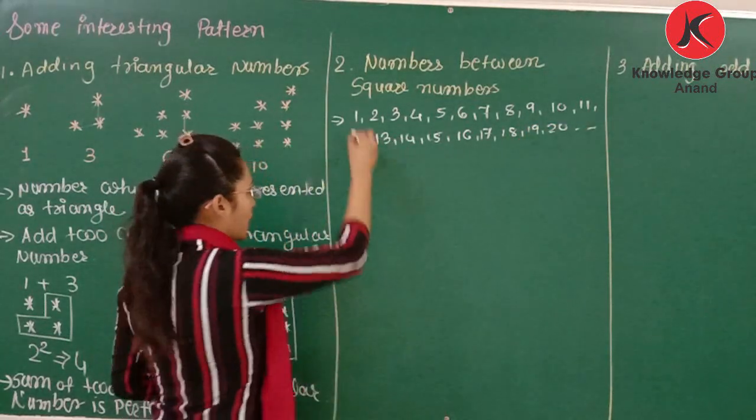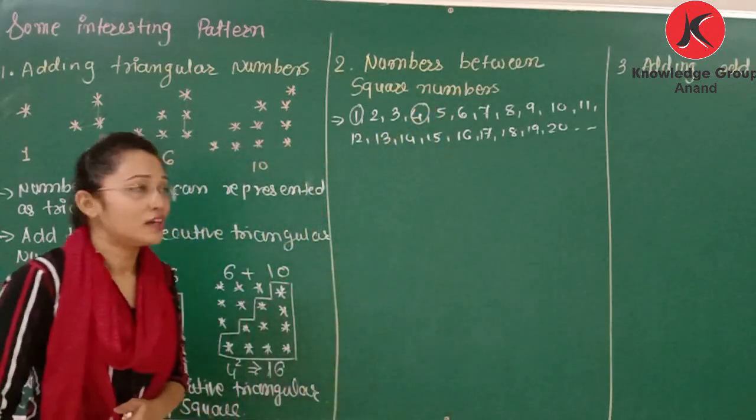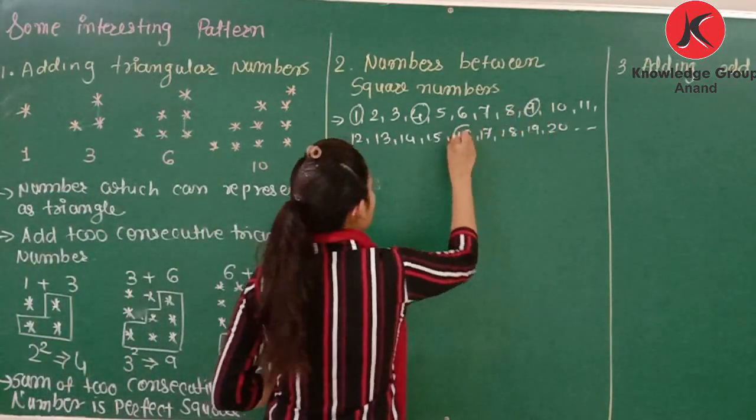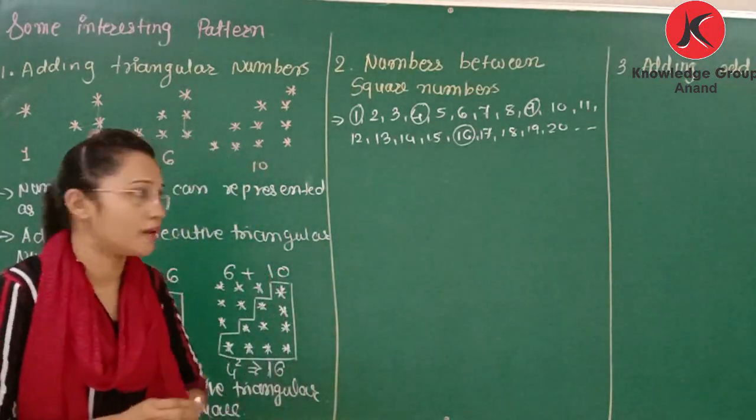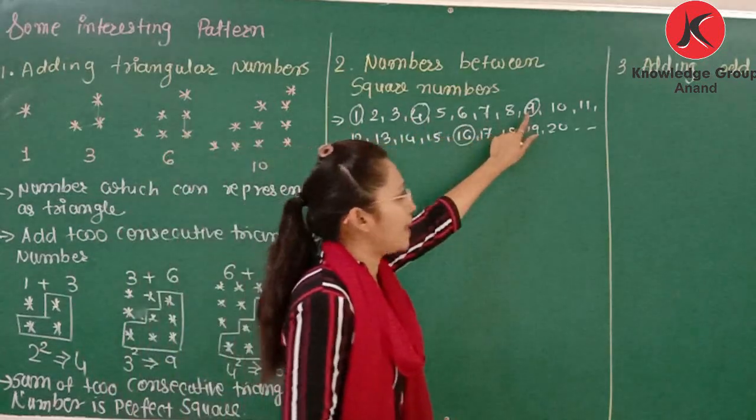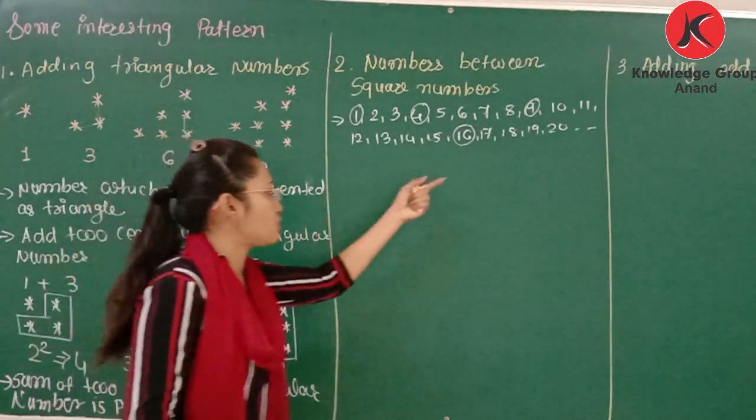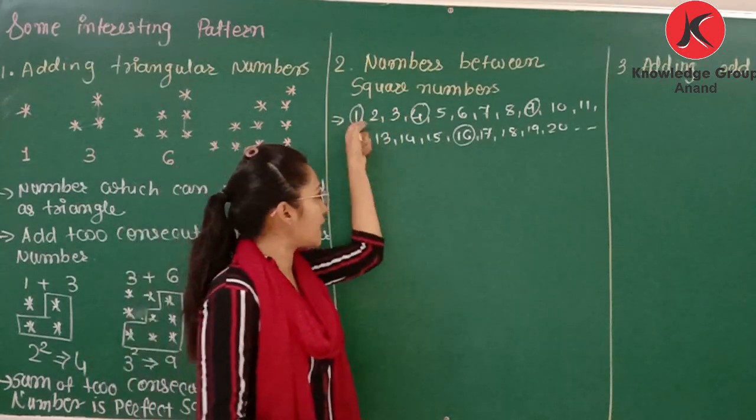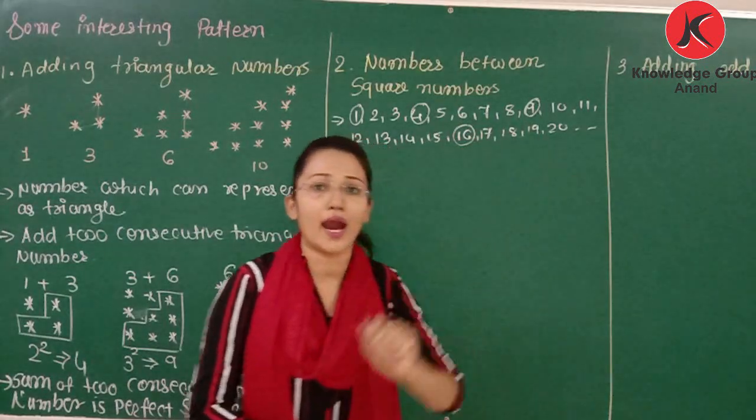Okay, now 1 is a perfect square number, 4 is a perfect square number, 9 is a perfect square number, 16 is a perfect square number. After 20 you will get 25, also a perfect square number. 1 is 1 square, 4 means 2 square, 9 means 3 square, and 16 means 4 square. 4 4s are 16, 3 3s are 9, 2 2s are 4, and 1 1 is 1. So these are called the perfect square numbers: 1, 4, 9, 16, 25.